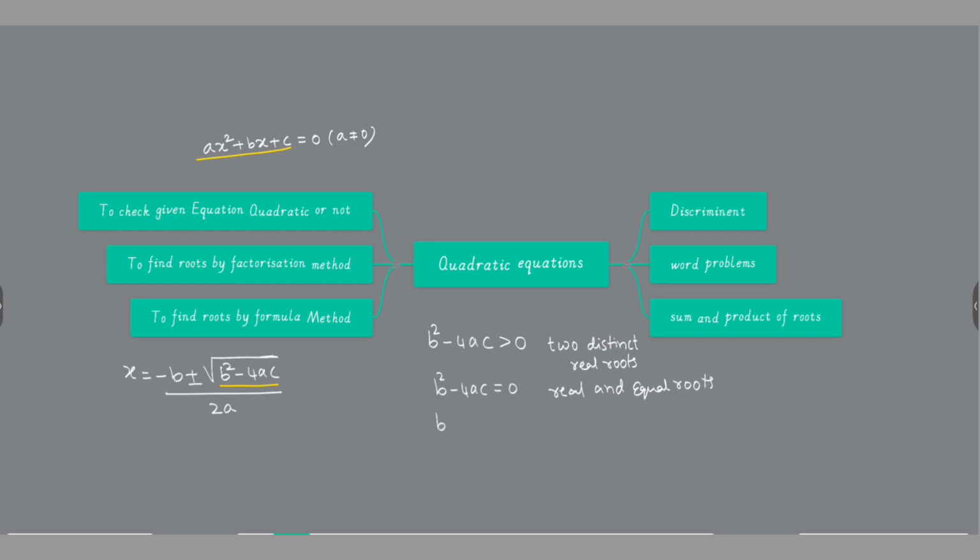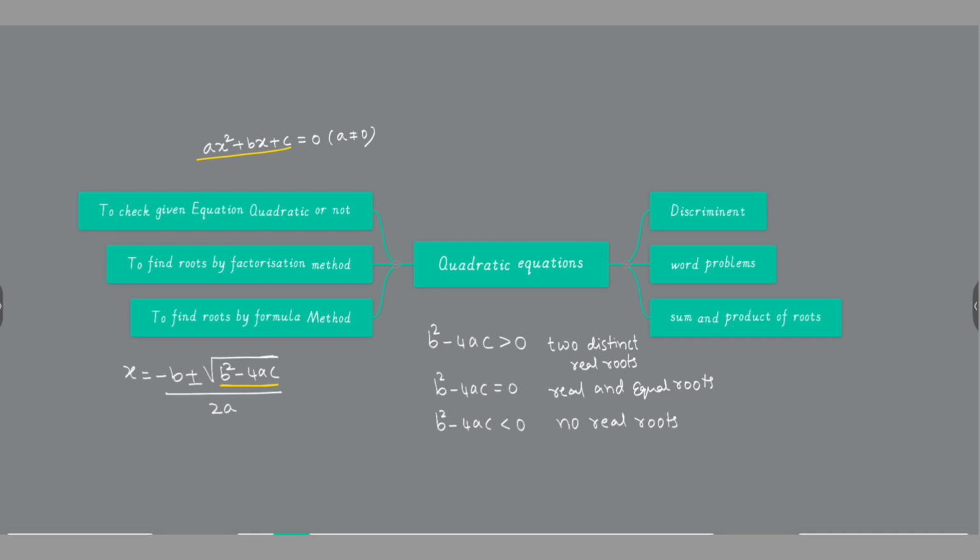Next, in the next case, b square minus 4ac is less than 0. In this case, what happens? If it is less than 0, it will be negative. b square minus 4ac will be negative. If that negative value is present under the root, it will become an imaginary number. So roots are not real in this case. No real roots.